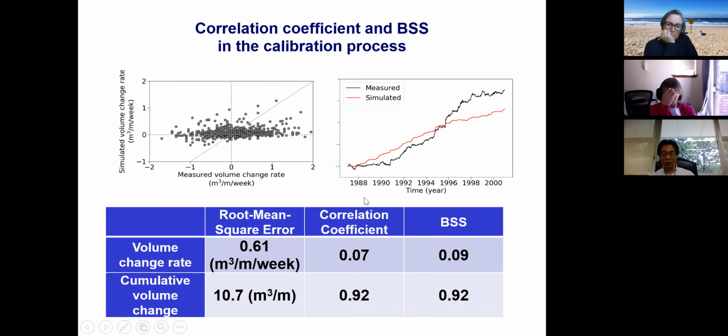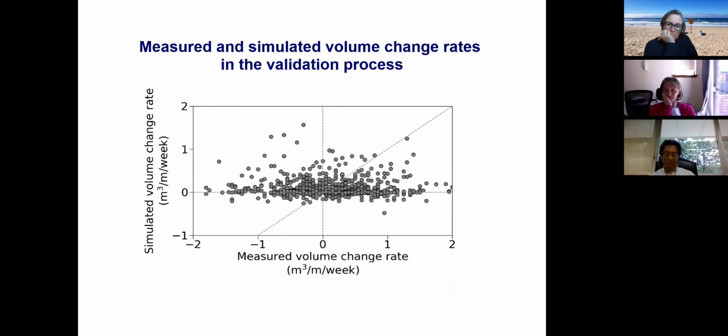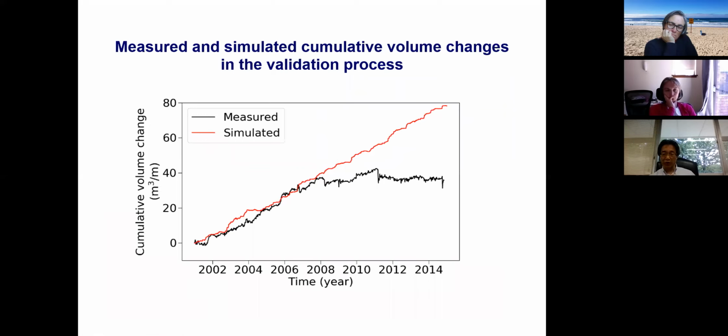From the next slide, I'd like to show the result for the validation process. And here is the correlation between the measured and the simulated volume change rates. And as expected, there is no correlation. And here is the cumulative volume change. In the first half of the validation process, the model reproduced the measured continual increase. However, the measured cumulative volume change did not have that increase and almost saturated in the second half, but the model could not reproduce such variations.